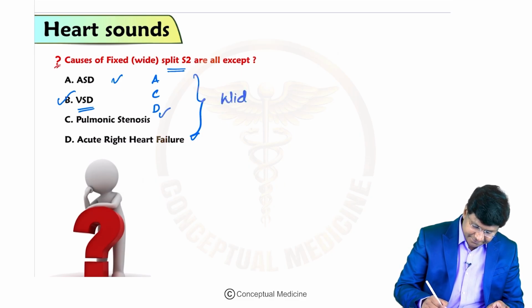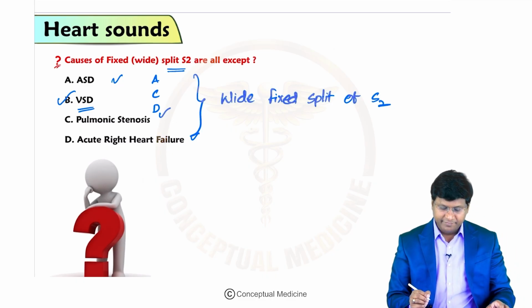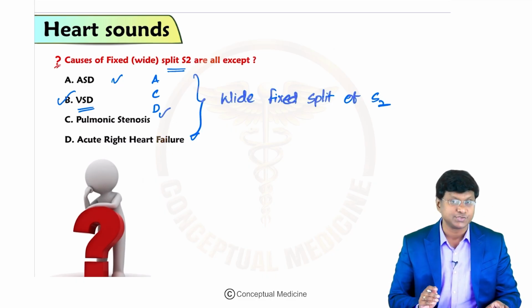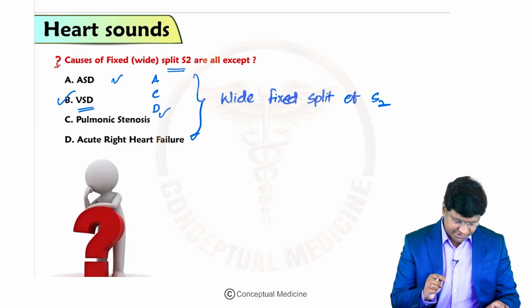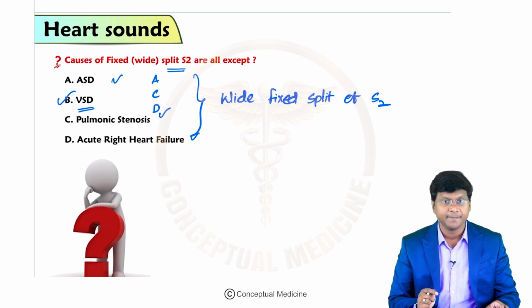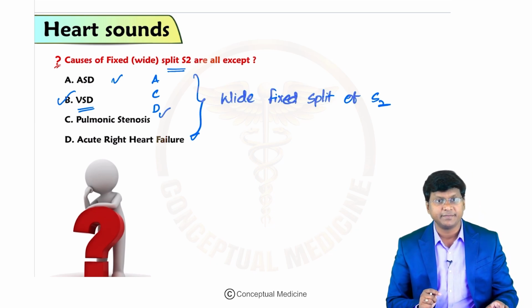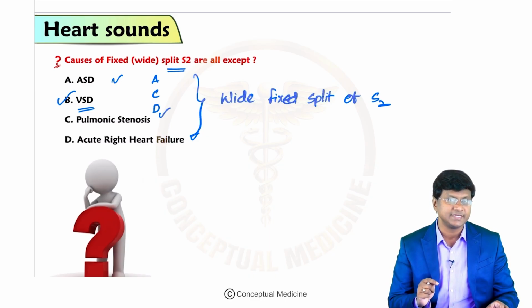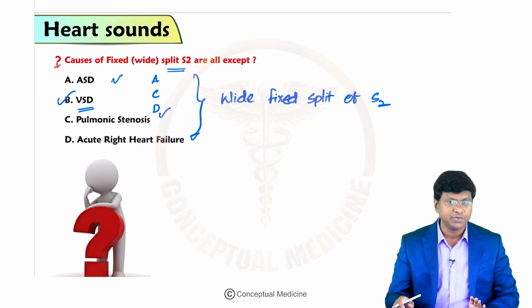in these three conditions, that is A, C and D, you have a wide fixed split of the S2. Right, now let me explain the mechanism, why in case of ASD you have a fixed split.